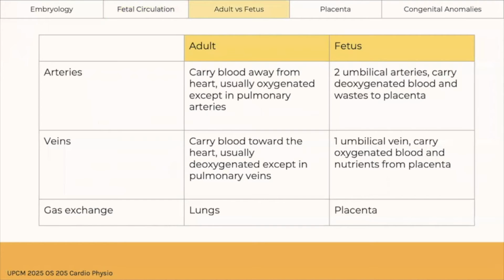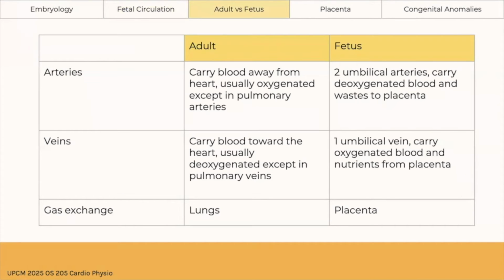Now we will be comparing the adult circulation to the fetal circulation, mostly as a review and for attention as well, so you can clearly see how they differ. So again, your arteries for the adult carry blood away from the heart.